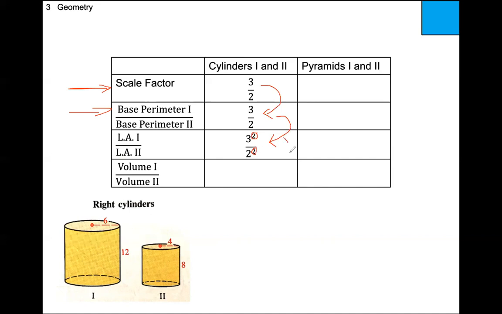Anybody want to make a prediction when we get down to volume? Bree, you think you know the answer when we calculate the ratio of their volumes?